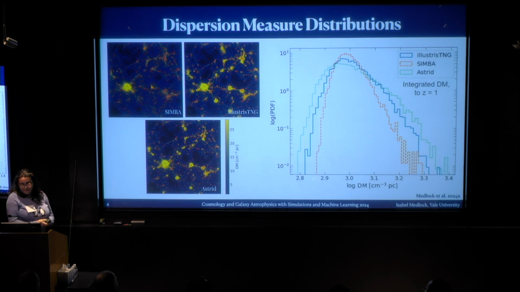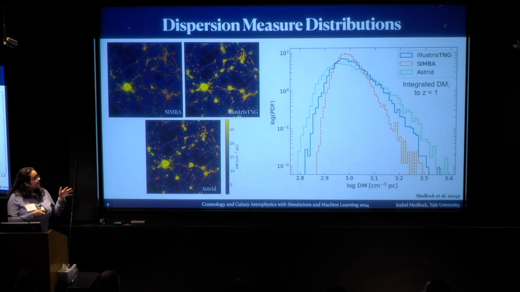In my first paper that came out earlier this year, I used the CAMELS simulations, specifically TNG, Simba, and Astrid, to look at dispersion measure distributions at fixed redshift. And as Daisuke mentioned in his talk, depending on the subgrid model, the baryons will be spread more uniformly or less uniformly, and that directly translates to what we see in the dispersion measure distributions, where we see a wider distribution for a simulation with a less uniform spread of baryons.